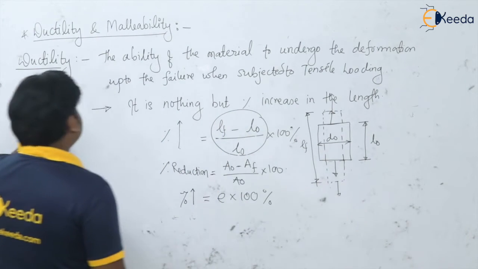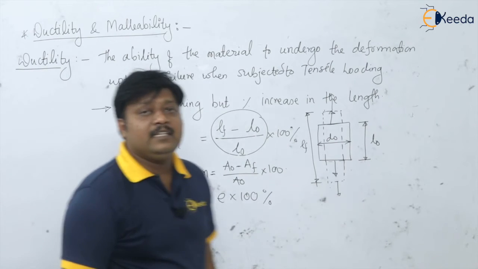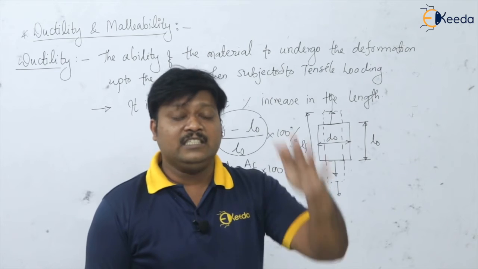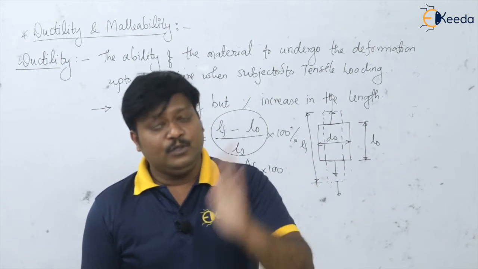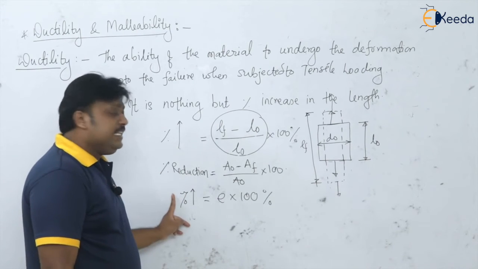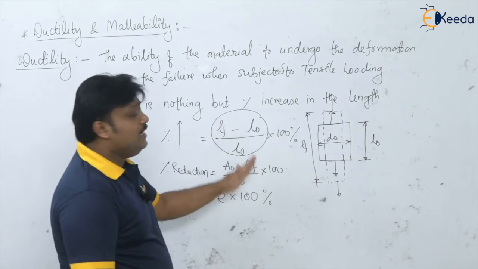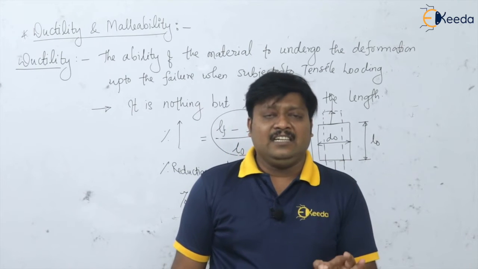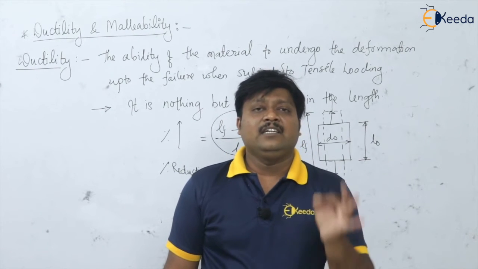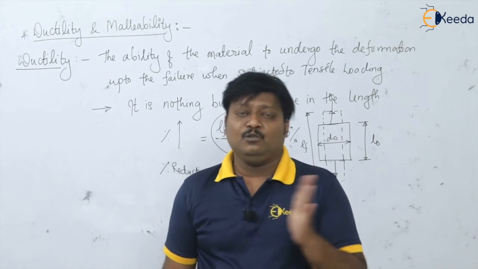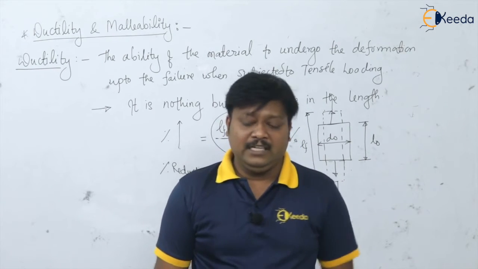So in ductility, the length increases and the cross-sectional area reduces, and that percentage, either increase in length or decrease in area, is nothing but our ductility. In general, we can say it is nothing but wire drawing, isn't it? The material is converted into wire.